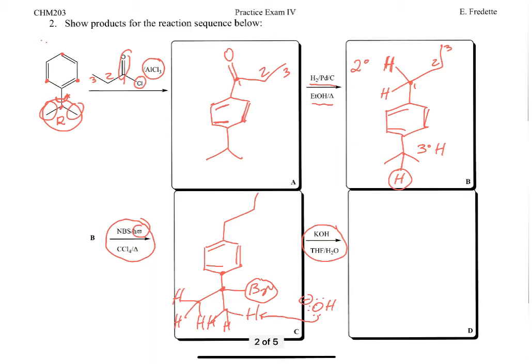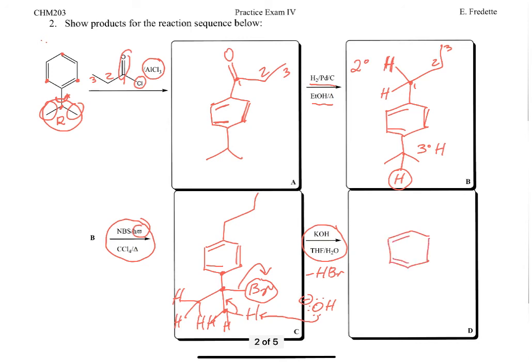One of the lone pairs of electrons on hydroxide will grab the hydrogen atom. The sigma bond between carbon and hydrogen will give its 2 electrons to the incipient pi bond, which will form between the benzylic carbon and the carbon over here, and bromide will be expelled. So elimination of HBr will give us a styrene derivative.